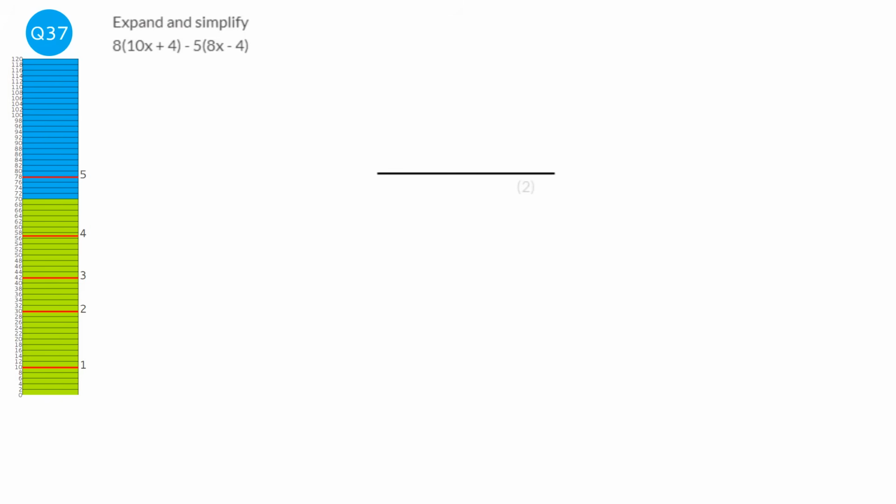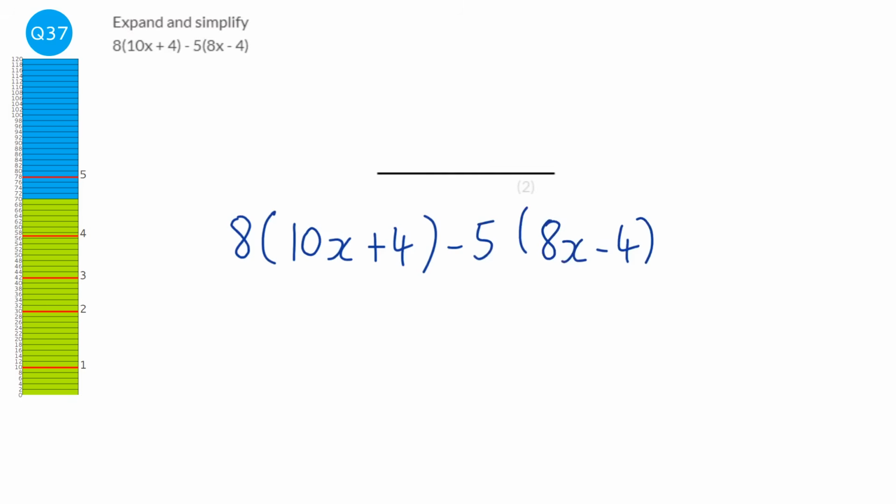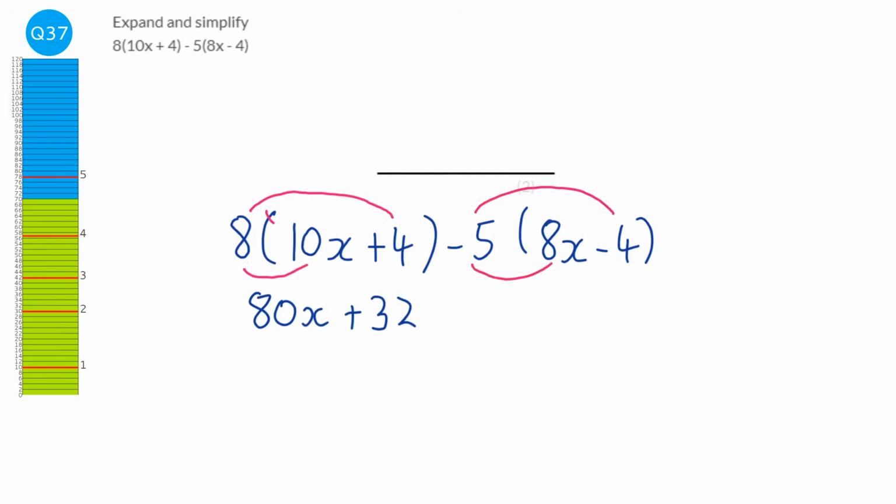I'm just going to write the question out, so we've got a little bit bigger writing to play with here. And it doesn't actually matter which method you expand these brackets with. I'm going to use Smars and Rainbows. So we multiply the 8 by the 10x, which will make 80x, and multiply the 8 by the 4, which will make 32. Now here we've got a minus 5 on the outside, so we do minus 5 times 8x, which is minus 40x, and minus 5 times minus 4, which is actually plus 20.